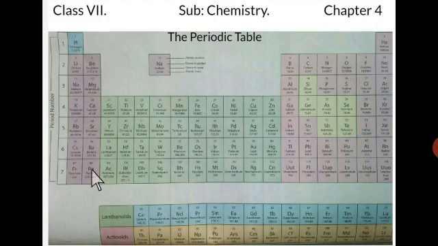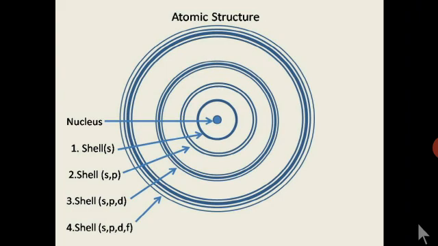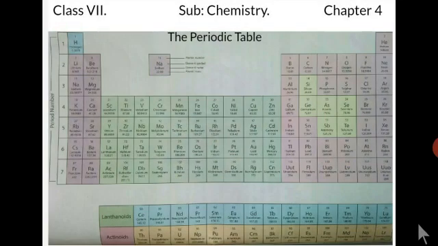Now you can understand how these are arranged. This is S block elements, this is P block elements, this is D block, and this is F block elements according to the position of the outermost electron. Students, you have to learn the atomic number up to 20. You have to learn the elements of atomic number up to 20. This is your assignment. Thank you.